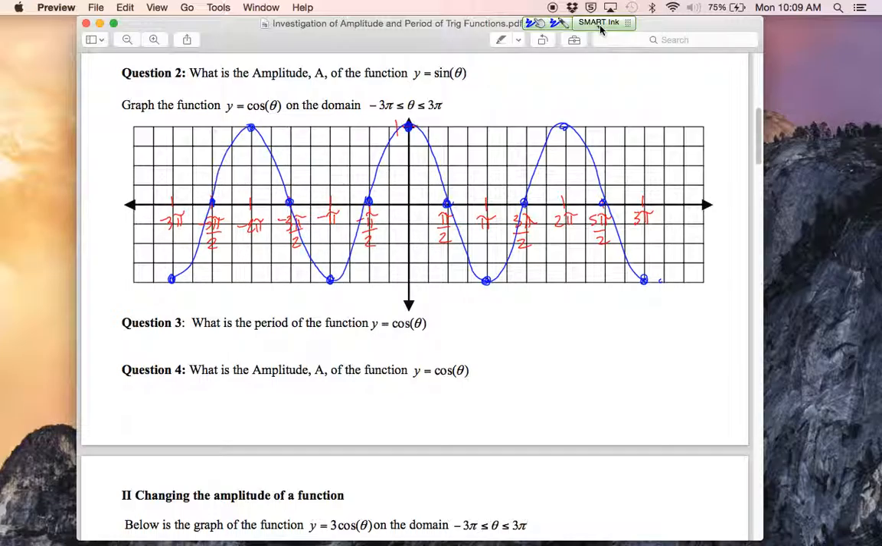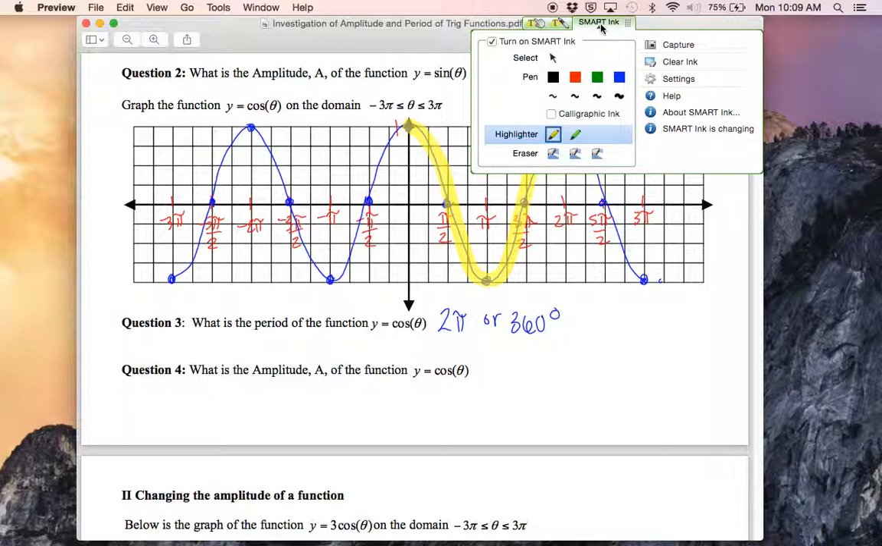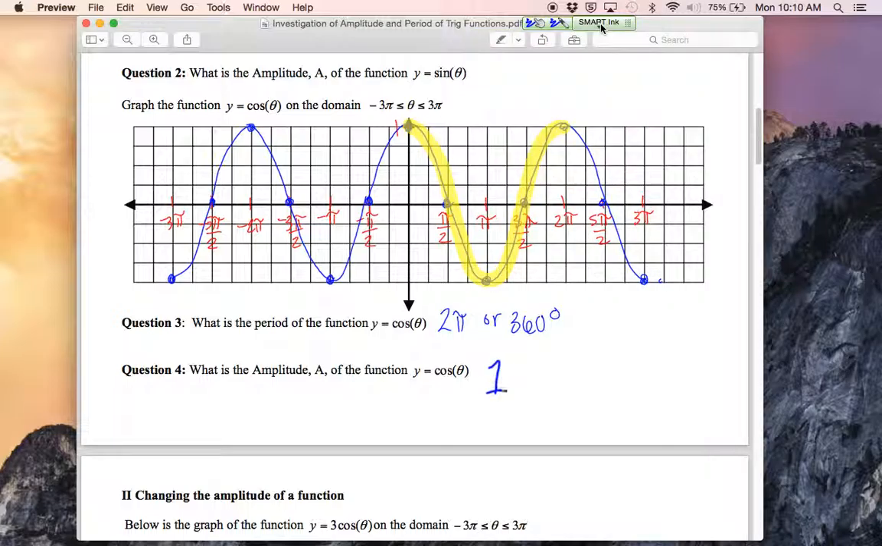What's the period of the function cosine? Well, it's 2 pi radians, or 360 degrees, because notice it takes 2 pi radians to complete one full cycle of the graph. What's the amplitude? The amplitude is 1, again, because the distance from the middle to the top is 1.